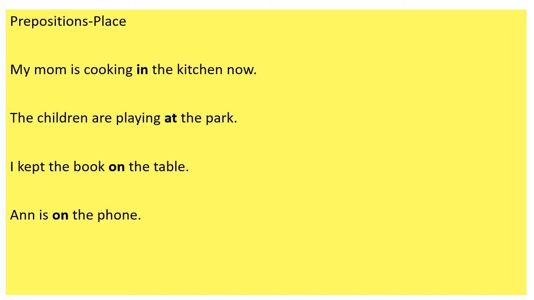Let's see the prepositions of place in the sentences. My mom is cooking in the kitchen now. The children are playing at the park. Here, in and at indicate the location. I kept the book on the table. Here, on refers to the surface. Anne is on the phone. Here, on the phone means that Anne is talking over the phone.